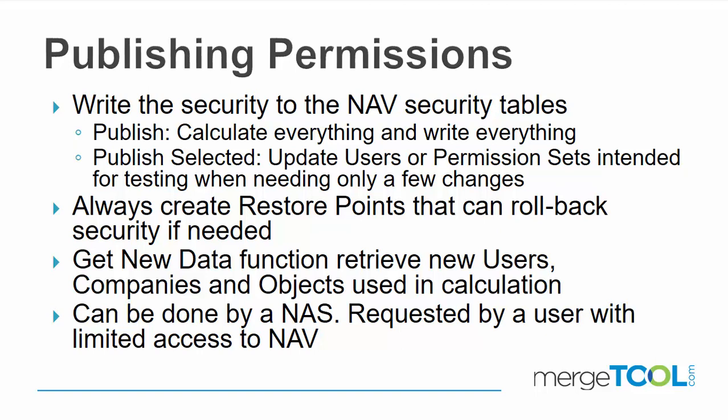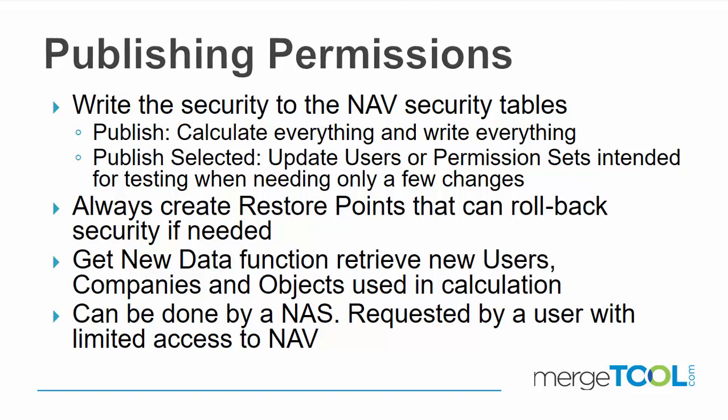All the things we use for calculations are offline, the same way as you maintain all the data and do a publish. We also pull in new information, and there is a function, get data or get new data, that will actually pull in new users, new companies, and new objects in the database and use them for the calculations. The publish process will tell you when that function is required to run, and you just go and run the get new data function. You can also have publishing happening with a NAV application server.